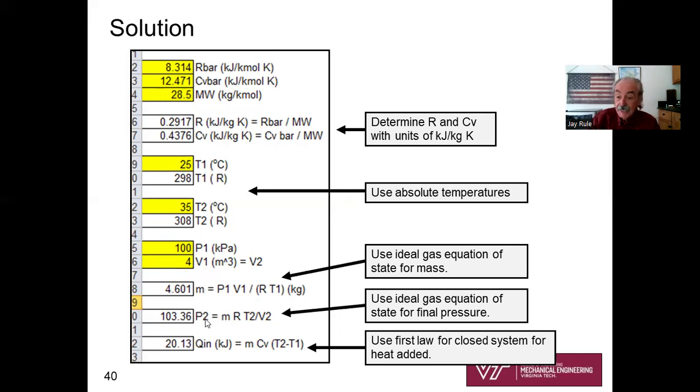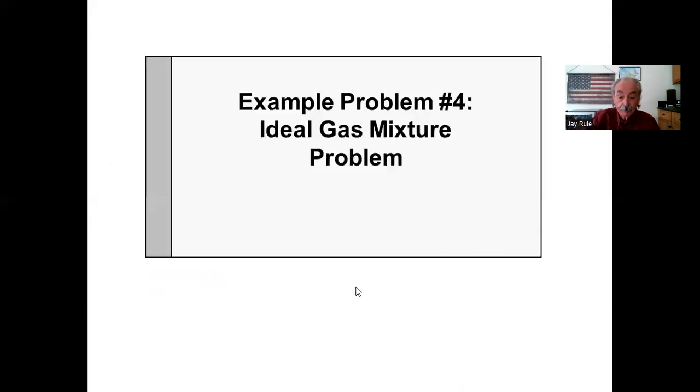Ideal gas equation of state, define P2, 104 kPa. Darn it, I didn't write my units down there. Sorry about that. Okay. And then first law, Qn equals mCV times delta T, 20 kilojoules. Simple as that. Should be able to do it in your sleep. Okay. So I hope that maybe gives you a little wake-up call for final exam prep. Now let's look at the next example.